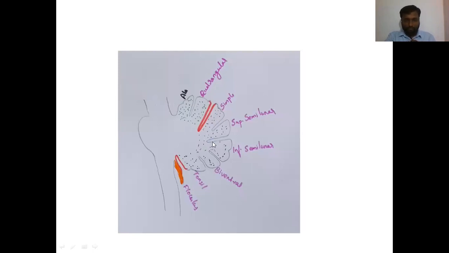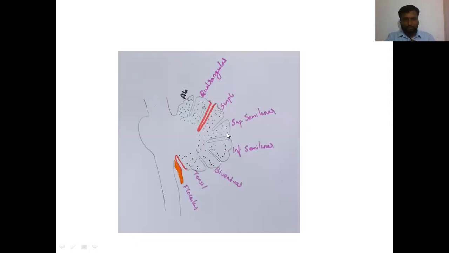Like that, the middle lobe is divided into the simple lobule. See, this lobule is known as the simple lobule. Then the superior semilunar lobule, inferior semilunar lobule, biventral lobule, and tonsil. It is divided into five lobules. What are they? Simple lobule, superior semilunar lobule. Below that, see, this is the superior semilunar, so automatically this one is the inferior semilunar lobule, then biventral lobule, and tonsil.